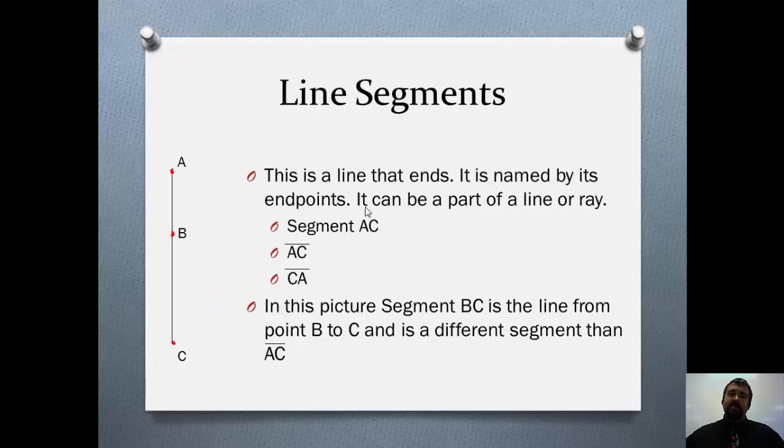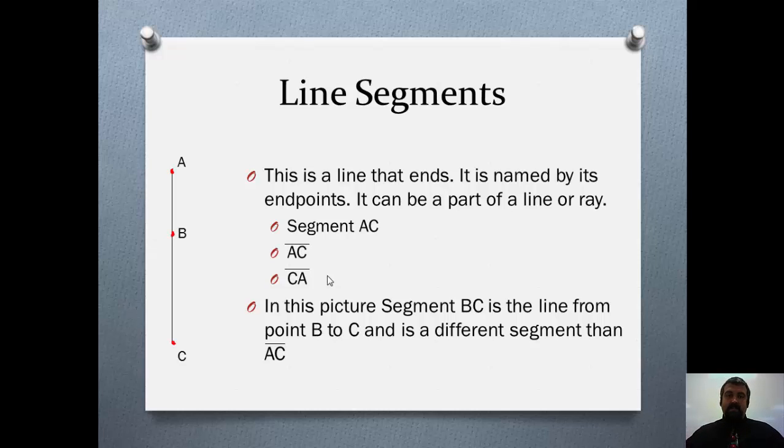The next shape we talked about was line segments. These are shapes that terminate. This is a line that ends on both sides. We name it by its endpoints. So this is going to be line segment AC. I'm not going to call it line segment ABC. It's just the endpoints. I can either write it out fully as segment AC, like this, segment AC, or segment CA. Please note, they are all read as I read them just now.